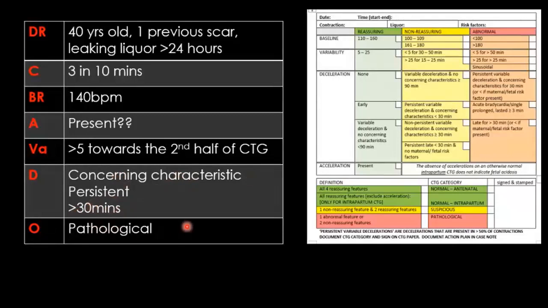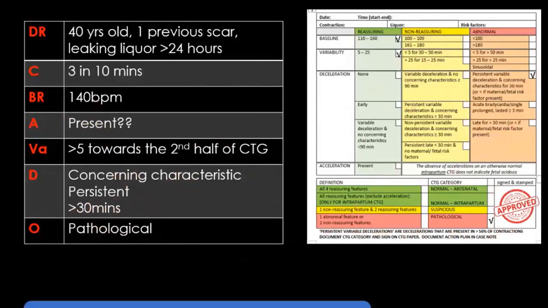So when we chart, okay, one thing I want to highlight to you: earlier you might have seen a small acceleration, but generally it looks like it is a pathological CTG. So this is how it is. Baseline is normal, variability is normal, but there is one abnormal feature. So it straight away falls into pathological.